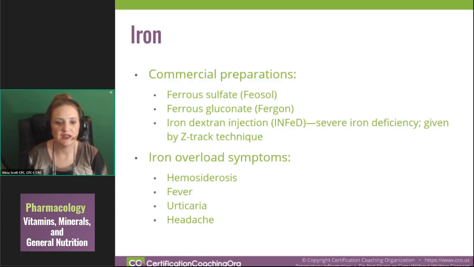And if you get too much iron, hemosiderosis, that's bad. You would get a fever, urticaria, which is like a rash, and headache. So you can't have too much iron in your system as well. And there are people that suffer that.